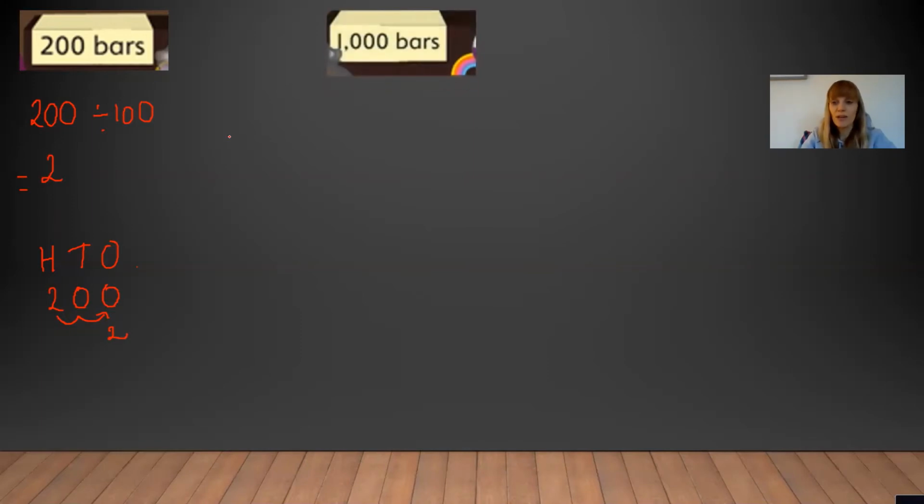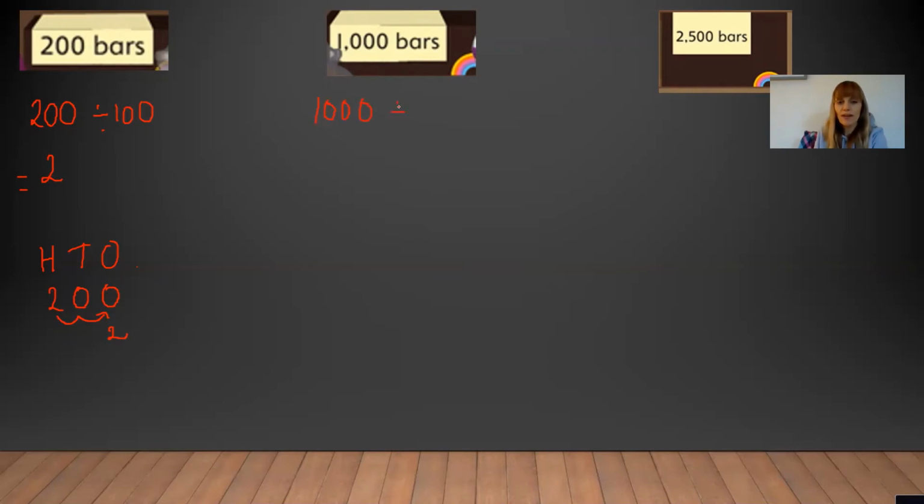Now, maybe you should have a go here. If you want to pause the video, try and work out 1% of 1,000 bars and 1% of 2,500, and then come back and I can show you the answers. All right, so for 1,000 bars, we're going to do the same again. So we need to work out 1%. So we do 1,000 divided by 100, which would give us an answer of 10 chocolate bars.